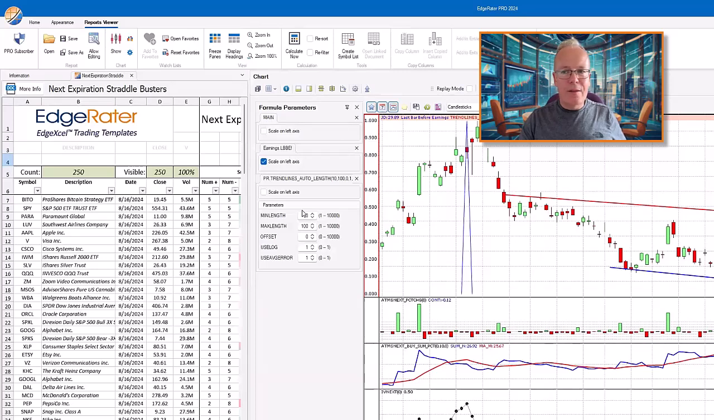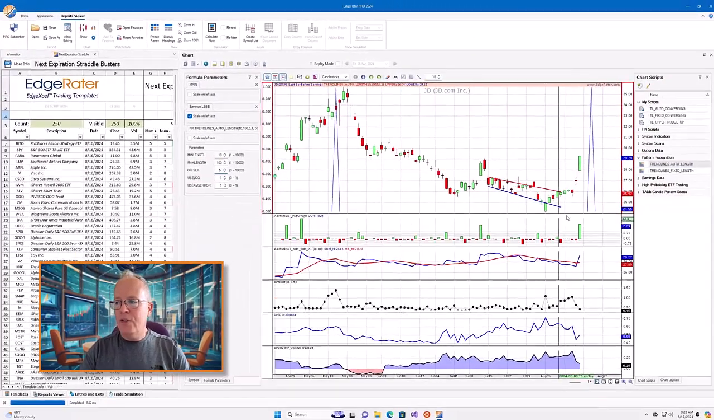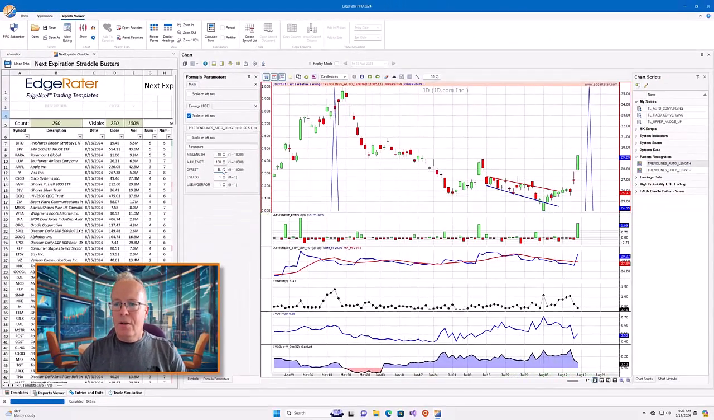We've gone through min length and max length for the auto trend line. That's your window. And then we've gone through offsets. You can set offset to anything you like. So we can say, 5 days ago, this is what the trend line looked like.